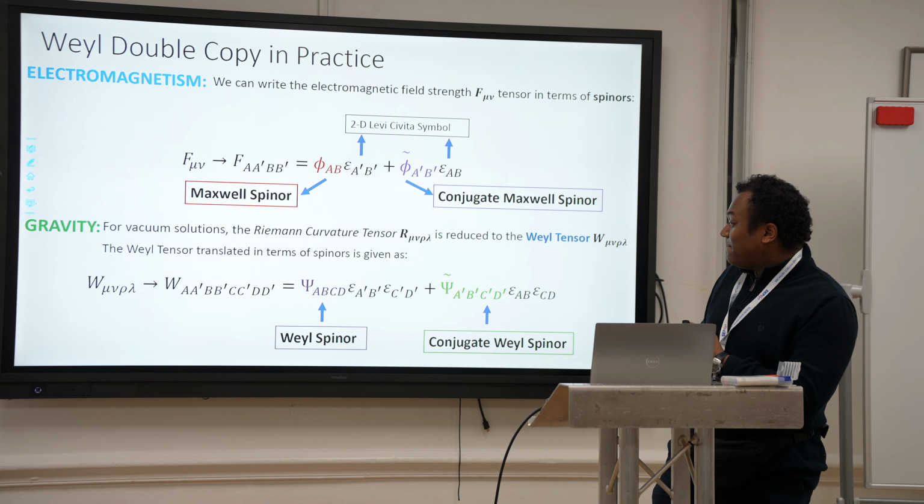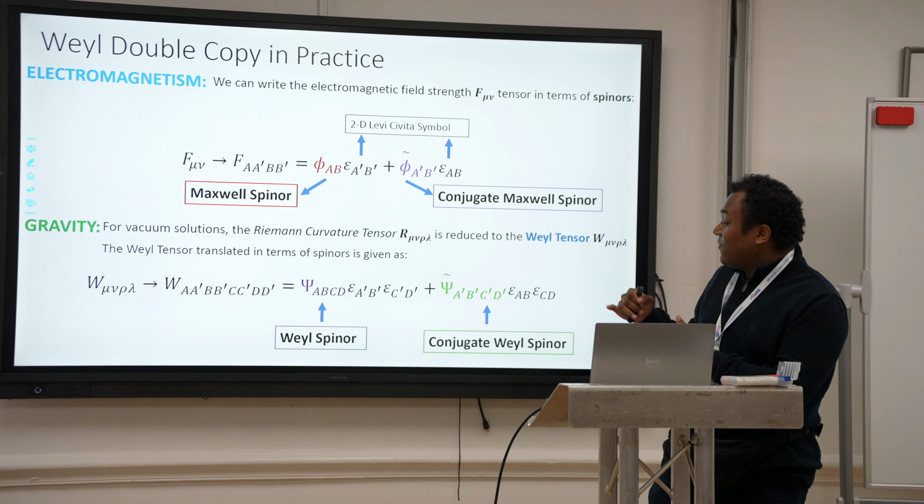I should also mention that when we go into our spinor space, all these spinors are addressed with these epsilons. These epsilons are just 2D Levi-Civita symbols, so it's basically a matrix 0, 1, minus 1, 0. What the magic of the Weyl double copy comes down to is that if on the gravity side we consider solutions to the vacuum Einstein equations that are of Petrov type D or Petrov type N, so the Petrov types are a classification of solutions we can do in general relativity.